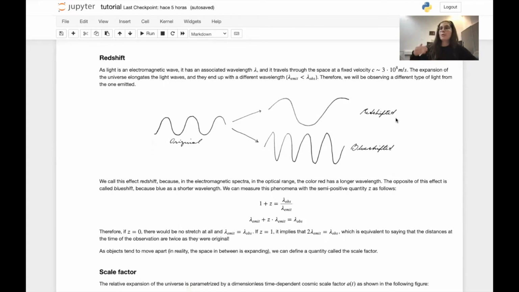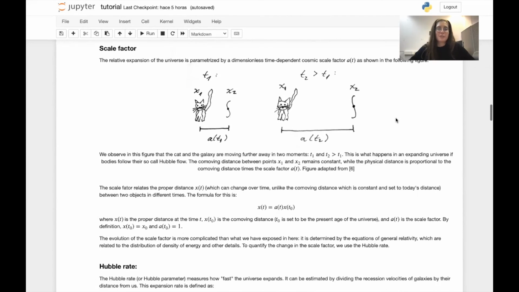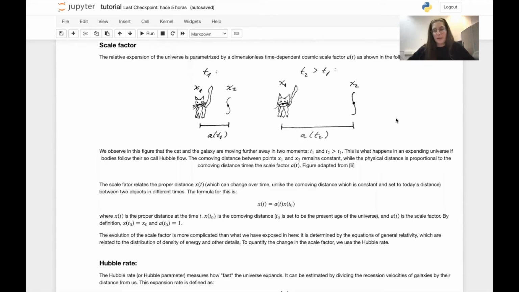So for example, if we are looking further away in the past in the universe, when a galaxy emitted some light, maybe when it traveled to our telescopes, it got so much expanded that if it was originally, let's say, optical light, now it's infrared. And given that red color is associated with waves that have larger wavelengths, we would say it got redshifted. So we are able to quantify this effect. And we also relate it to something called the scale factor. The scale factor is a dimensionless quantity that tells us how much the space has expanded.